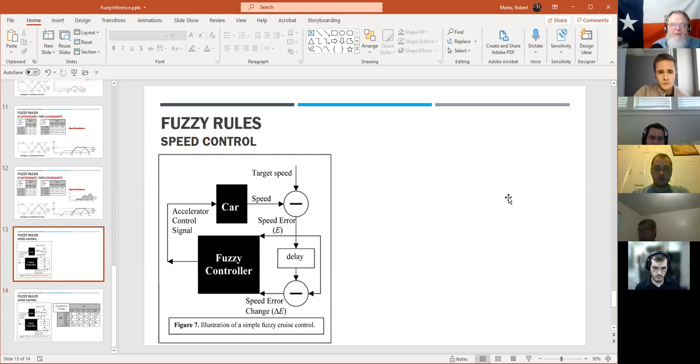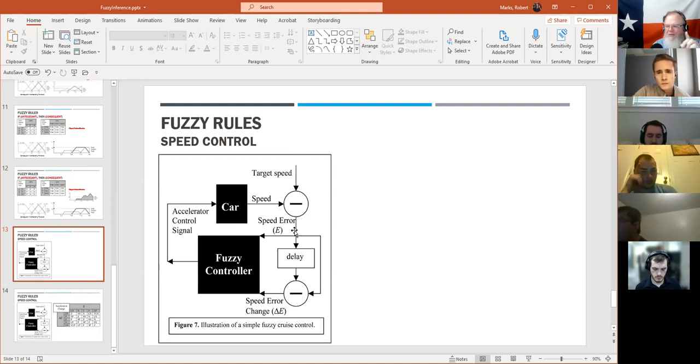Let me give you an example of speed control using Mamdani control. We have a car and the car has a certain speed. It usually has a target speed. If you've used cruise control, you set your speed, right? You set the speed that you want to go. And so what you do is you take the difference between what you got and what you want, and that's the error. What you got is your speed. What you want is the target speed, and that's the error.